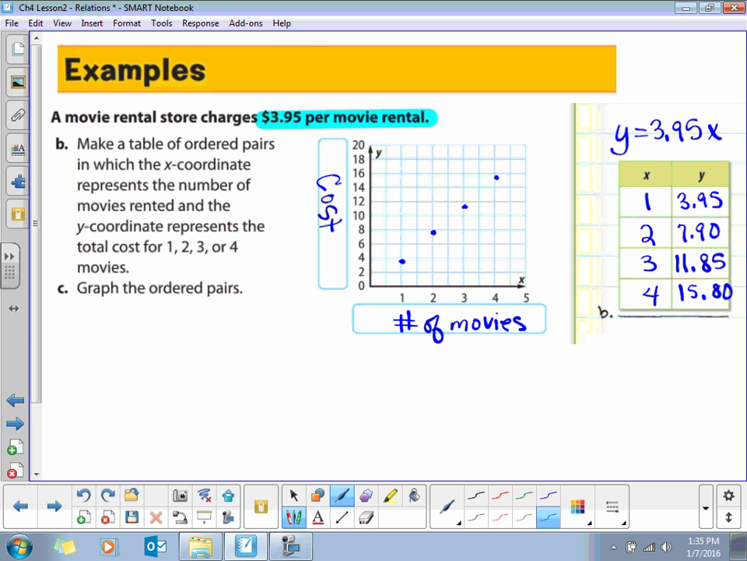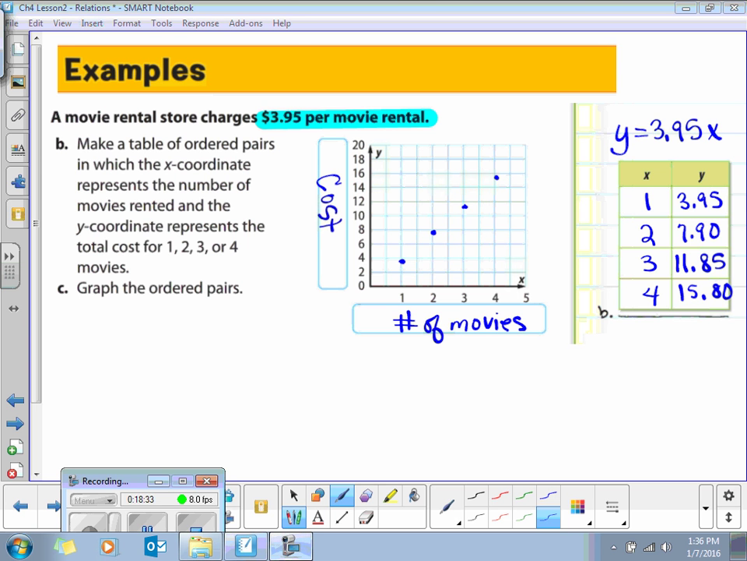What are my domain values? 1, 2, 3, and 4. And of course, what are my range values? $3.95, $7.90, $11.85, and $15.80. And now, if I asked you to tell me what the domain and range are, how would you write it? With the little curly brackets. Very good. Very good. All right.